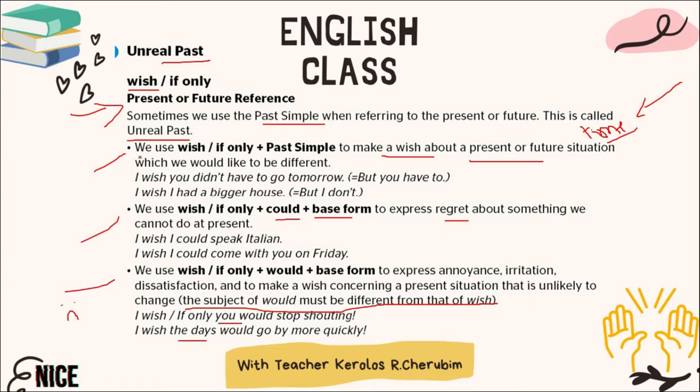Let's recap this slide. We use wish or if only plus the past simple to make a wish about a present or a future situation, and we use wish or if only plus could plus the base form to talk about a regret, something that we couldn't or we cannot do at the present. Pay attention because a little bit later we'll be talking about the past. And we use wish or if only plus would plus the base form to express annoyance, to talk about a present situation that is unlikely to change, not to happen, because it's already happened.